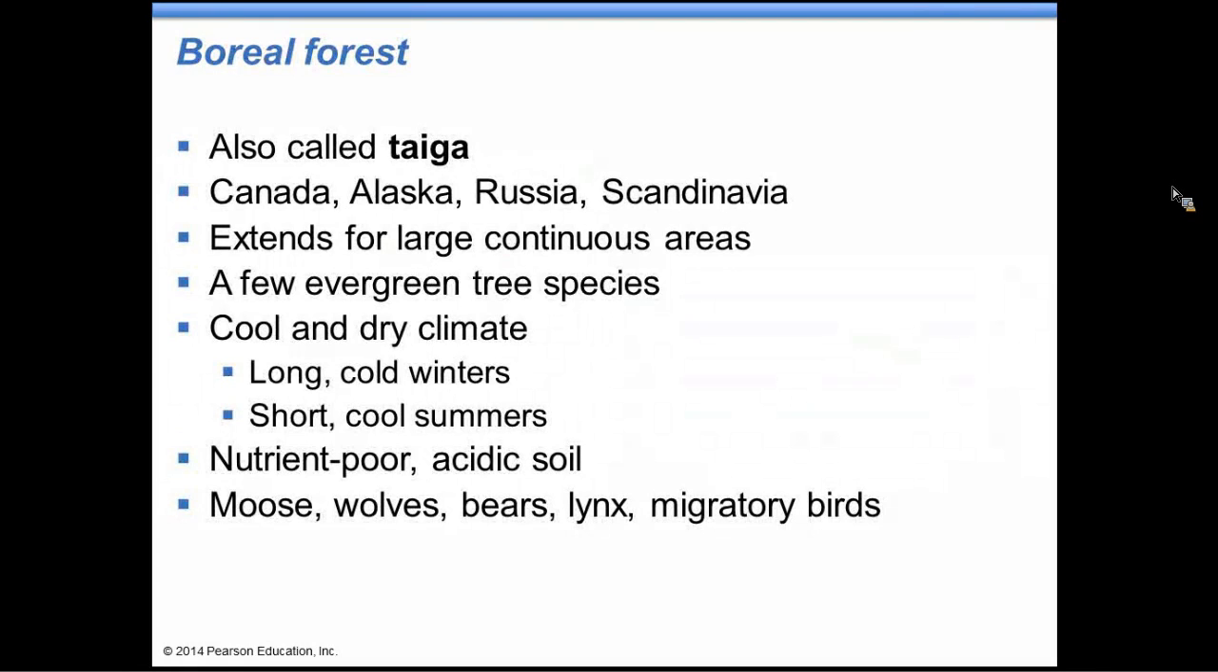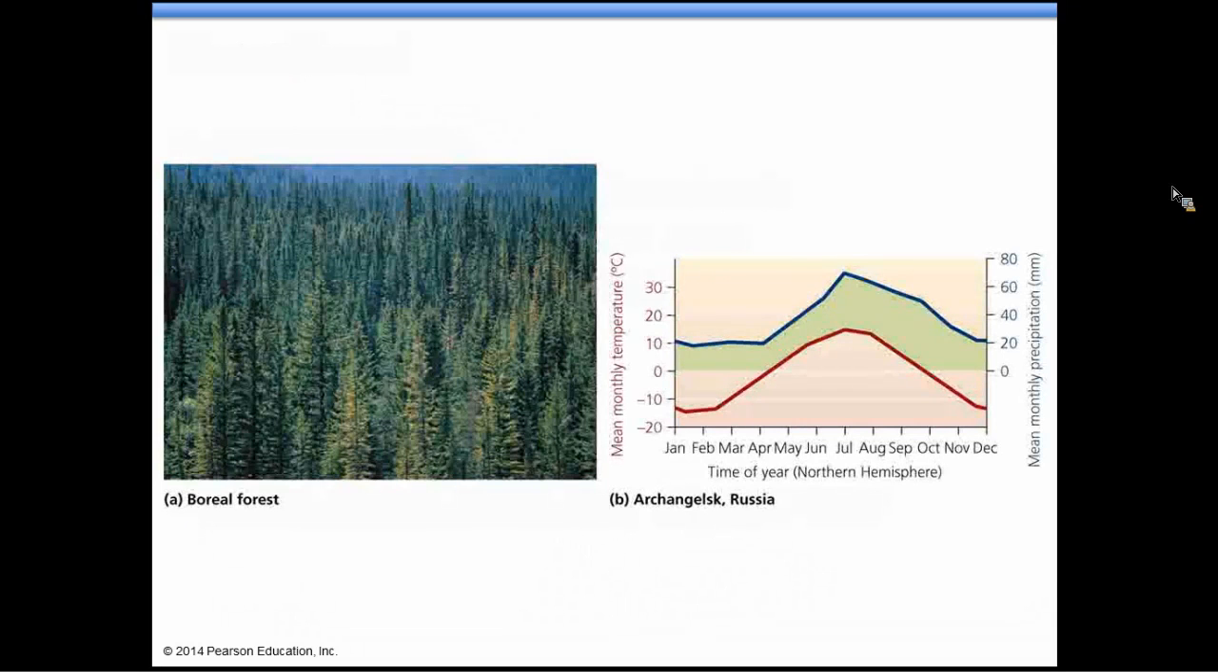The northern coniferous forest, or boreal forest, often called the taiga, extends across much of Canada, Alaska, Russia, and Scandinavia. These forests develop in cooler and drier regions than temperate forests, and they experience long, cold winters and short, cool summers. And we can see this on the graph.